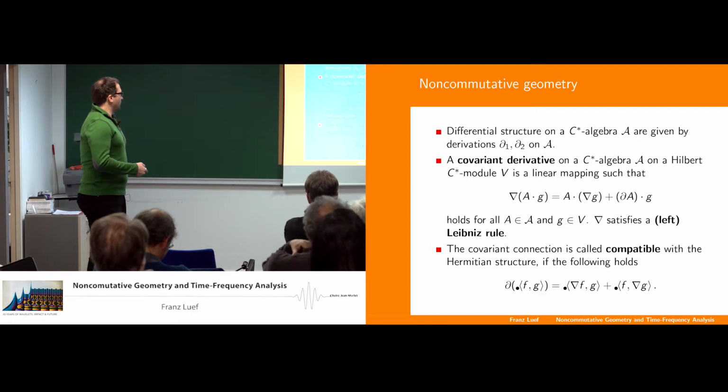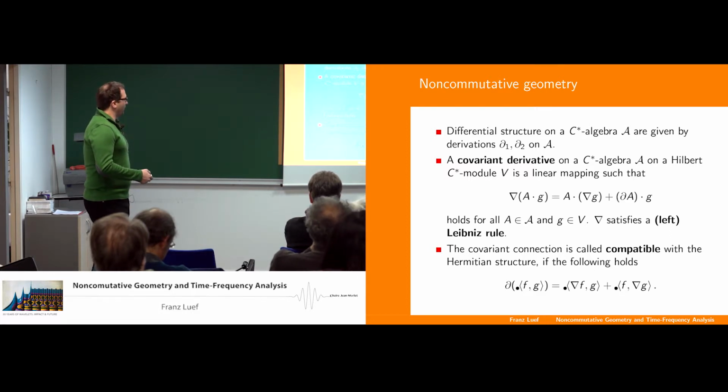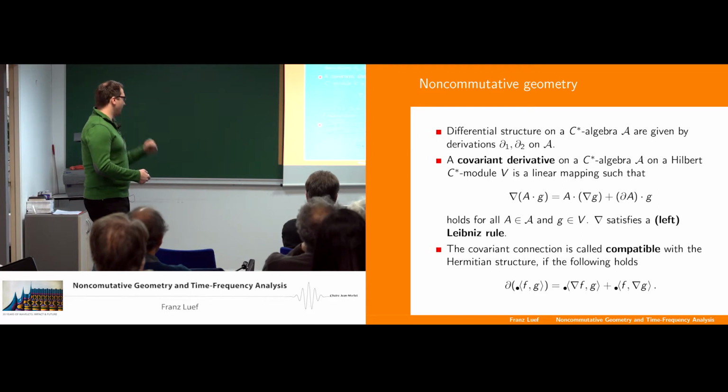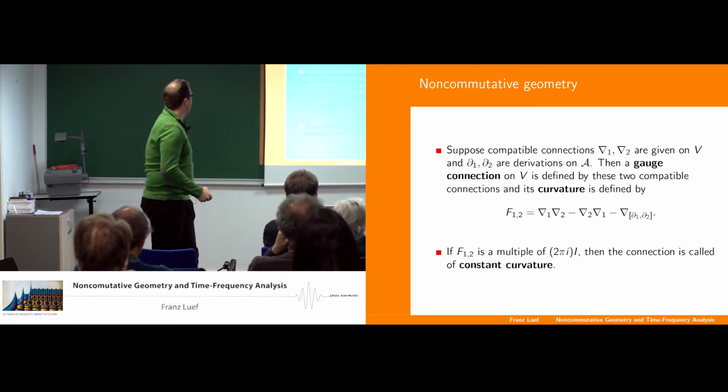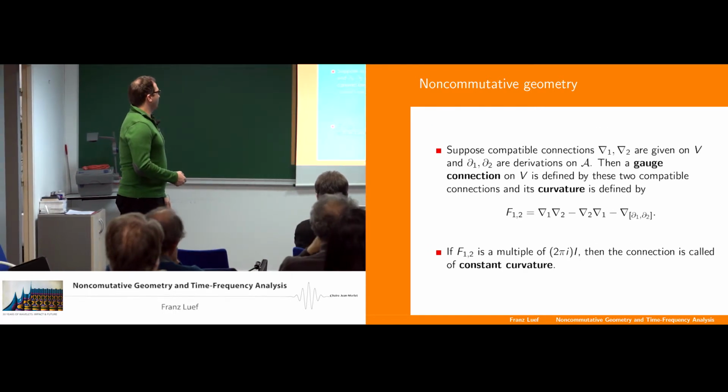What you can now do is some differential geometry, so you want to have some derivations on your algebra, and then you want to be able to say what is a covariant derivative. It's a mapping on this module which satisfies the left Leibniz rule. And then you also want a compatibility condition, that the derivation of the inner product of f and g is the inner product of nabla f, g plus f, nabla g. Then you call this a gauge connection if they are compatible connections.